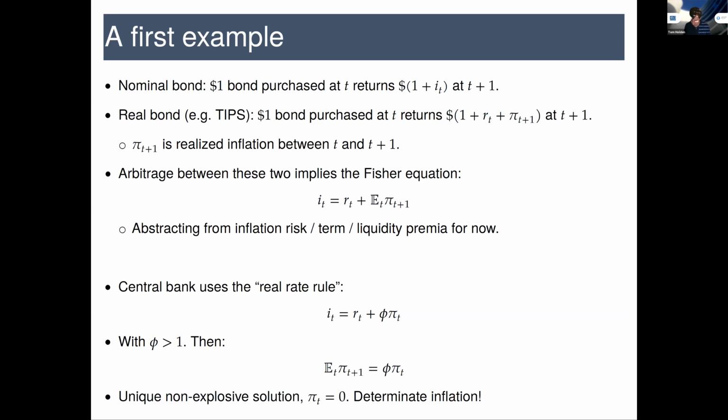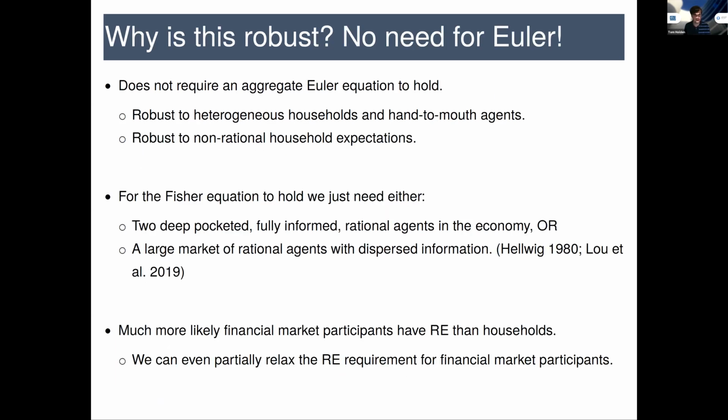So this is incredibly simple. Why is this a good thing? Well, it's robust. So first reason why it's robust is we haven't used the Euler equation here. So we don't need an aggregate Euler equation to hold. This immediately means that the rule is robust to heterogeneous households or hand-to-mouth agents. It's also going to be robust to non-rational household expectations. All we need is that Fisher equation to hold.